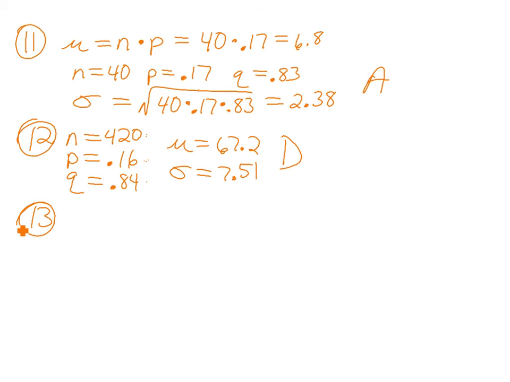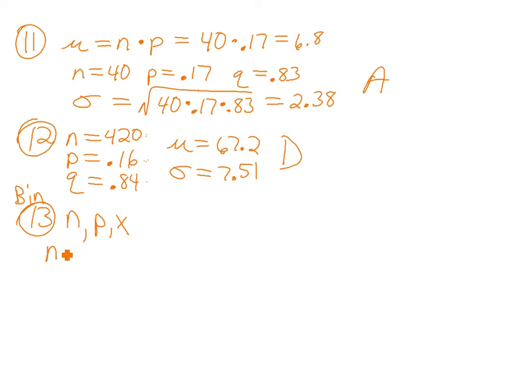Number 13. Assume male and female births are equally likely, and the birth of one child does not affect the probability of the gender of any other child. Find the probability of at most 3 boys in 10 births. Again, this is a binomial distribution. In a binomial distribution, to plug it into our calculator when we're looking for the probability of at most or something like that, we need to know N, P, and X. Those are what we're going to plug into our calculator.